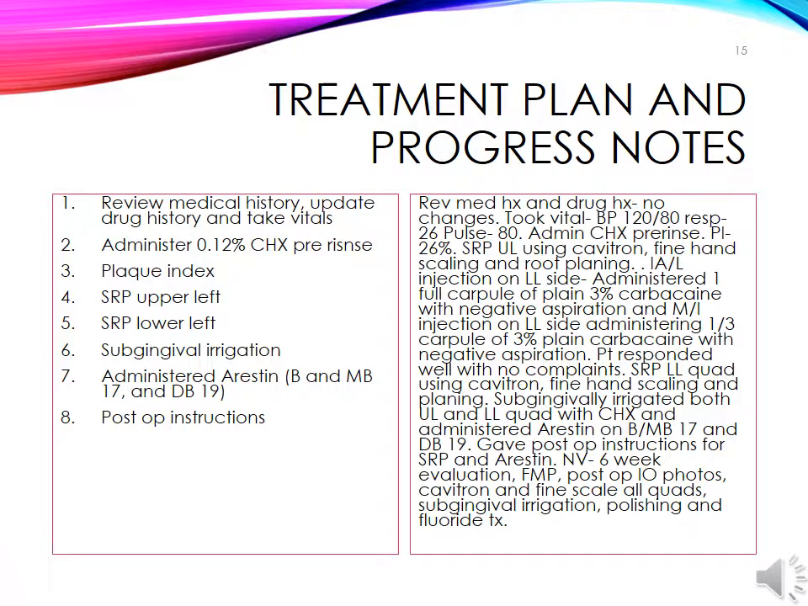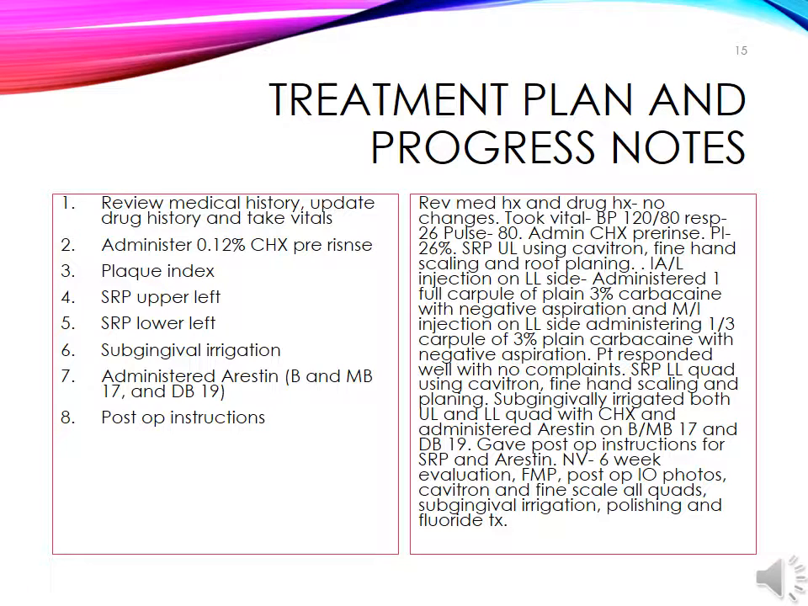Treatment plan and progress notes for appointment 3 are as follows. Reviewed medical and drug history, no changes. Took vitals. Blood pressure 120/80, respiration rate 26, and pulse 80. Administered chlorhexidine pre-rinse, plaque index of 26%. SRP upper left using Cavitron, fine hand scaling, and root planing.